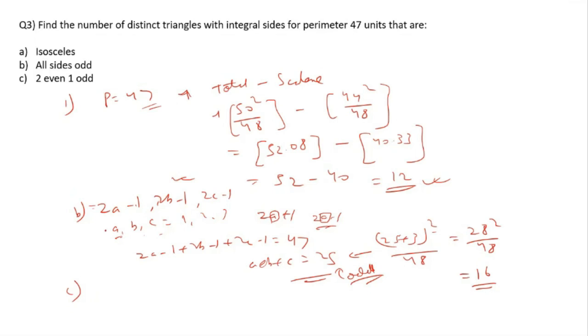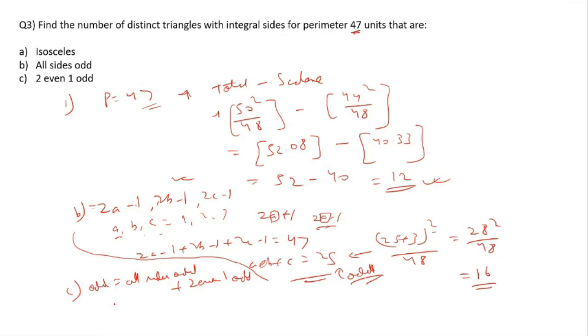C is just directly a result of the above two. Essentially, I know the total triangles. So basically, if a triangle has an odd perimeter, what cases can there be? Either all sides will be odd, or it will have 2 even and 1 odd. There's no other case. 2 odd and 1 even will give an even perimeter. So here we have an odd perimeter, so there can only be 2 cases. Either all sides will be odd or 2 even 1 odd.